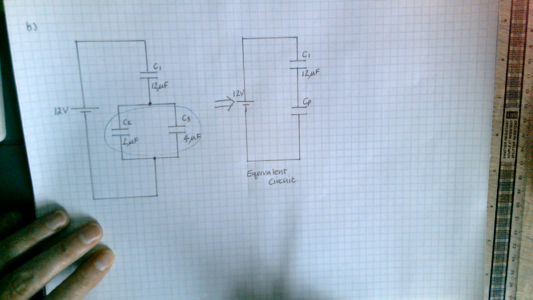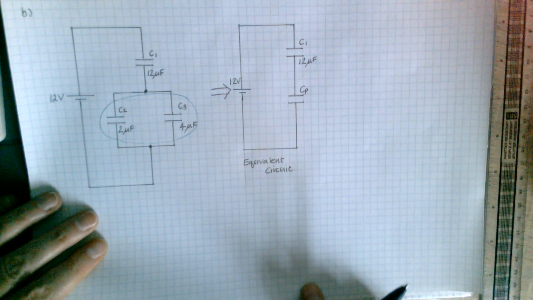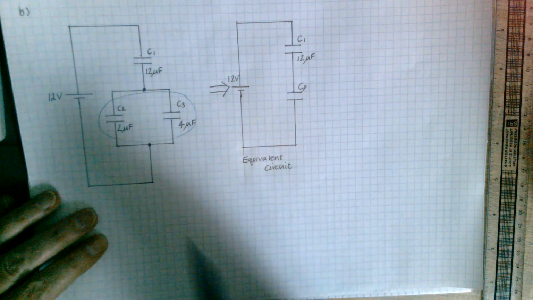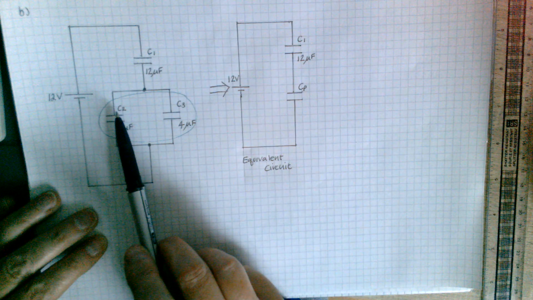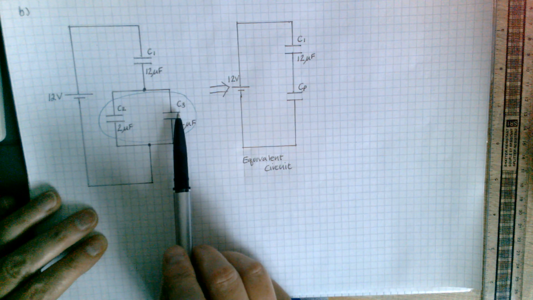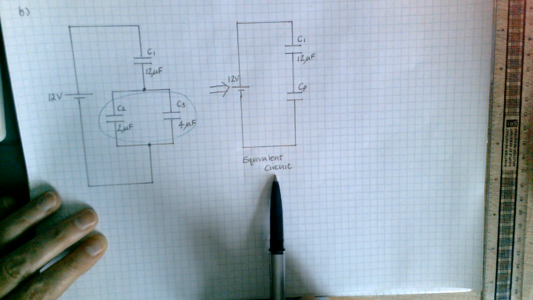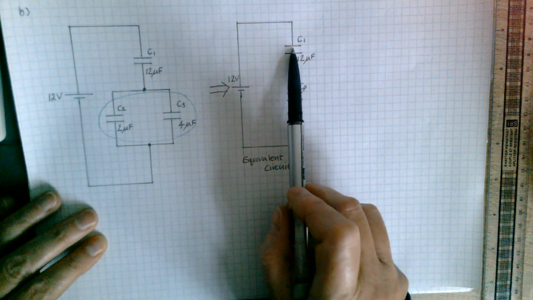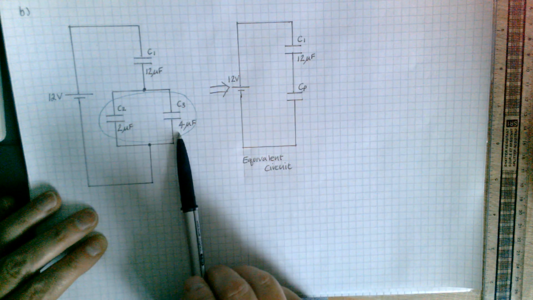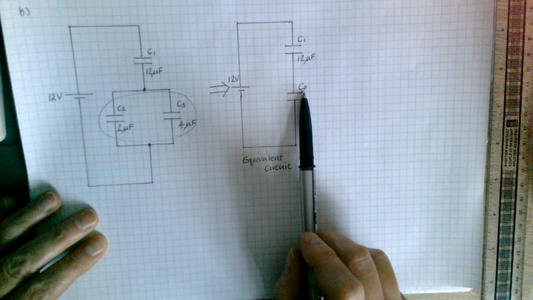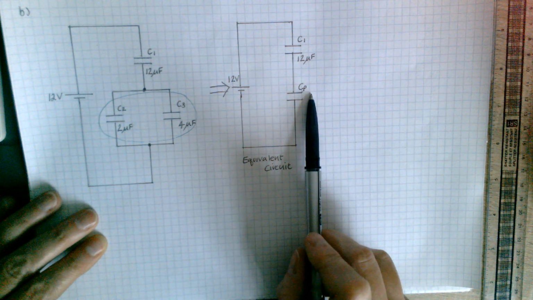Okay, so this is for circuit B, the second question. What you should notice in circuit B is you have this parallel section here, which has got C2 and C3 in it. So I've drawn an equivalent circuit. In my equivalent circuit, C1 has stayed the same, being the 12 microfarads. And I've replaced this parallel section here by a capacitor that I've called CP for C parallel.